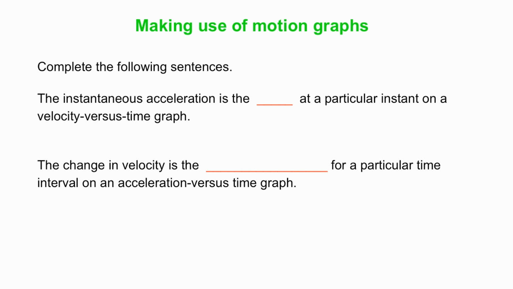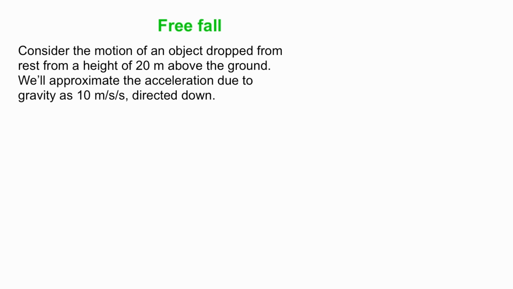So we already looked at position and velocity and see how they're related. Well, velocity is related to position the same way acceleration is related to velocity. So the instantaneous acceleration is the slope at a particular instant on a velocity versus time graph, while the change in velocity is the area under the curve for a particular time interval on an acceleration versus time graph. Okay, so we'll look at that for free fall.